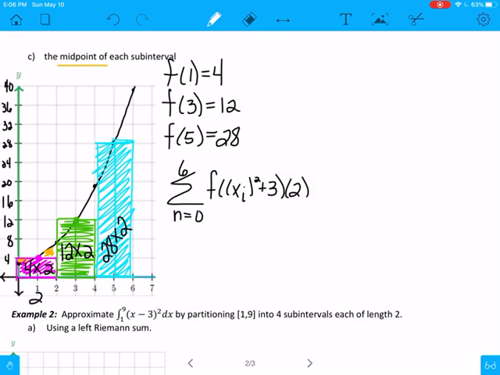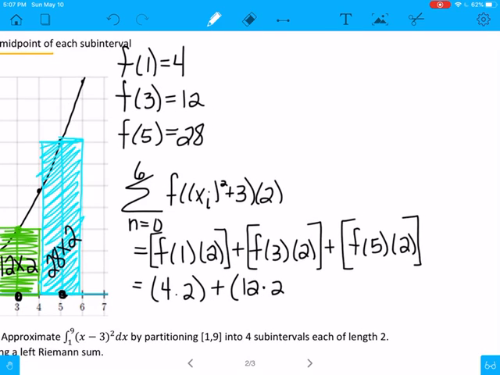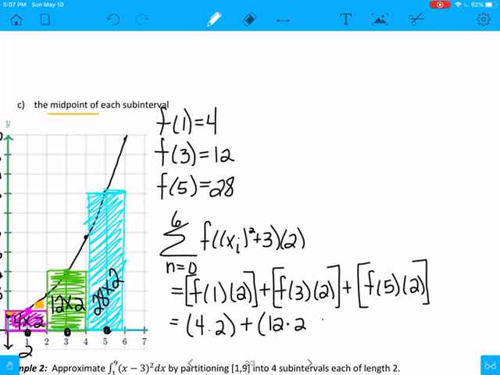Okay? So what are we actually doing? If we want to show the work, we're going to take f of our midpoints. So we used 1, we used 3, and we used 5. So we're going to do length, which is f of 1 times 2. That's our first area. Plus f of 3 times 2. Plus f of 5 times 2. F of 1 is 4 times 2. Plus f of 3 is 12 times 2. Plus f of 5 is 28 times 2. Which equals 88.